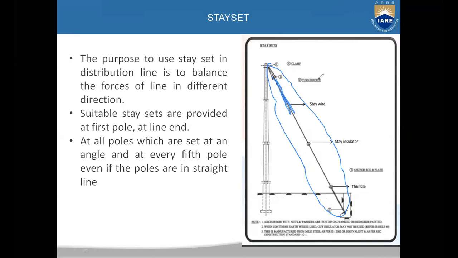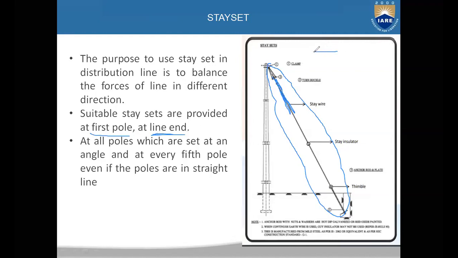The purpose of this stay set in a distribution line is to balance the forces of the line in different directions. This stay set will balance the forces which are developed due to wind pressure or anything, and make the tower stand in position. It will generally be placed at the first pole and at the line end. Suitable stay sets are provided at the first pole as well as at the line end.